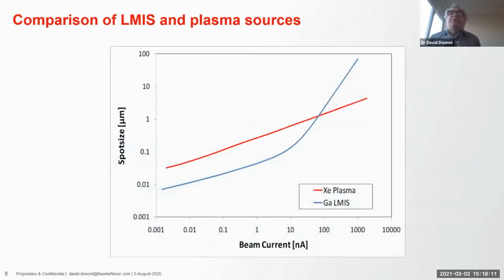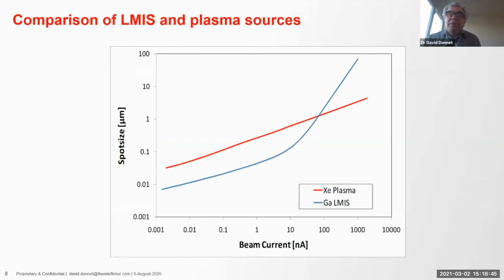This slide is perhaps the most important slide to take away when you want to think about the comparison between gallium FIB and plasma FIB. This is a graph of spot size against beam current. You'll notice that for most use cases, up to about just under 100 nanoamps, the gallium spot size is dramatically smaller than the plasma in red.